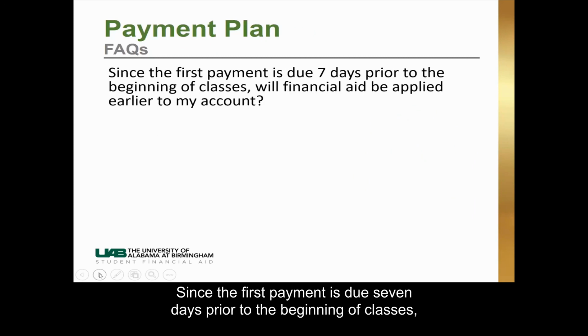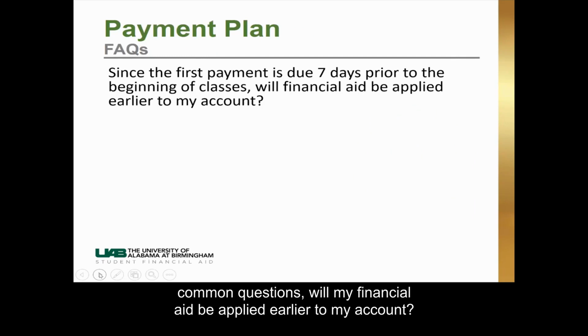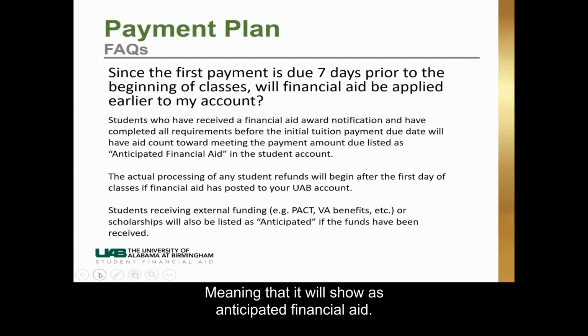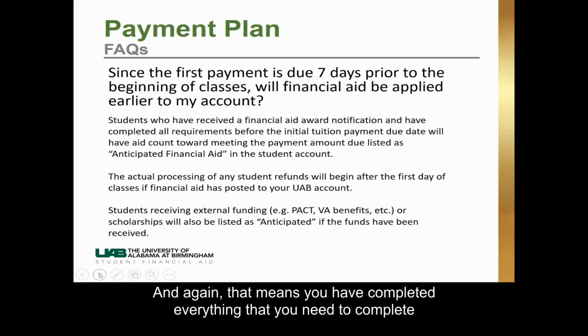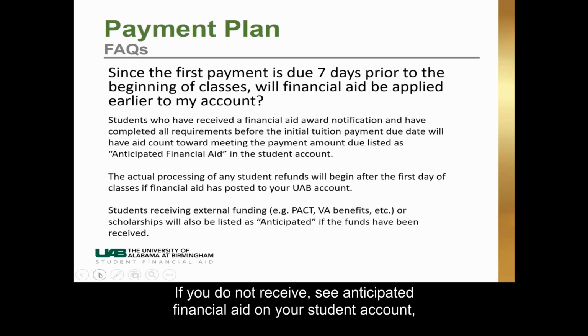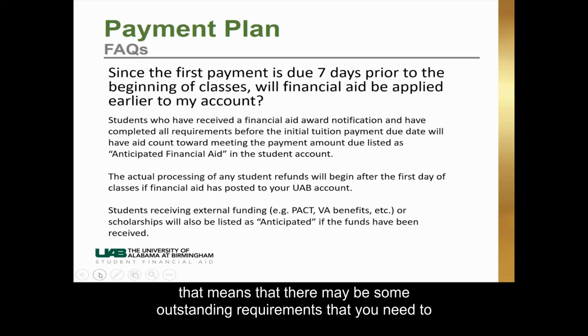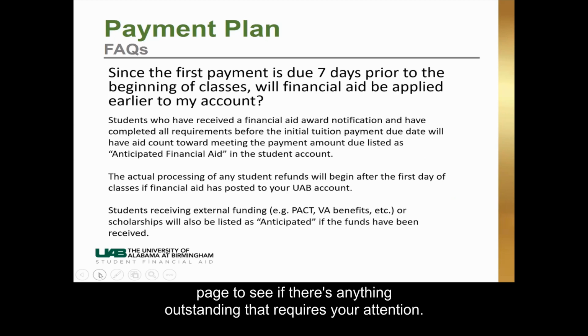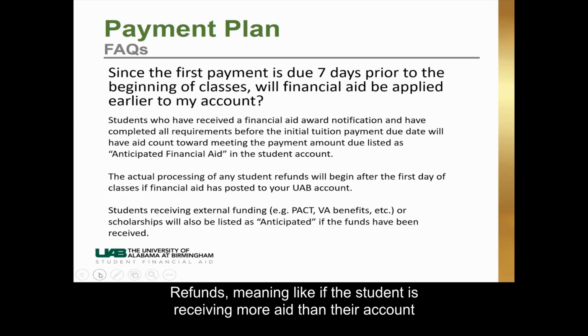Since the first payment is due 7 days prior to the beginning of classes, a common question is, will my financial aid be applied earlier to my account? And yes, we've gone over that, meaning that it will show up as anticipated financial aid. And again, that means you've completed everything that you need to complete in order to receive that financial aid. If you do not see anticipated financial aid on your student account, that means that there may be some outstanding requirements that you need to fulfill, and I would encourage you to go into BlazerNet under the My Financial Aid page to see if there's anything outstanding that requires your attention.